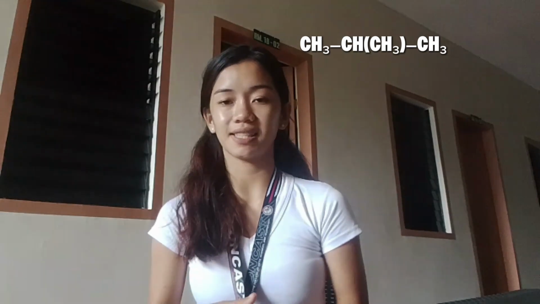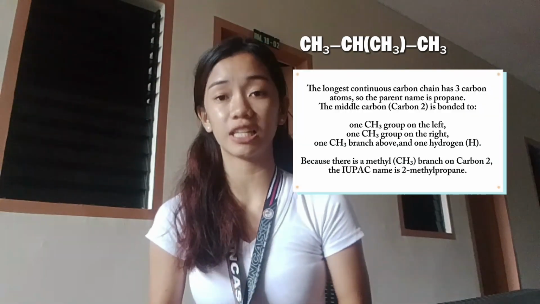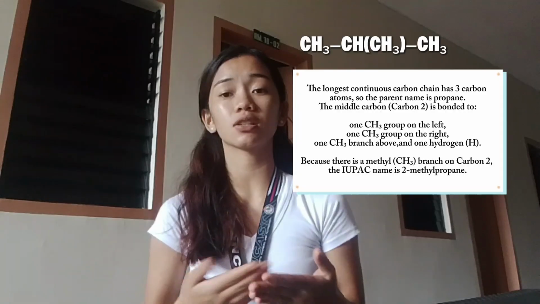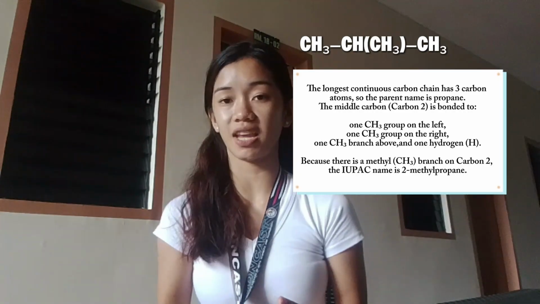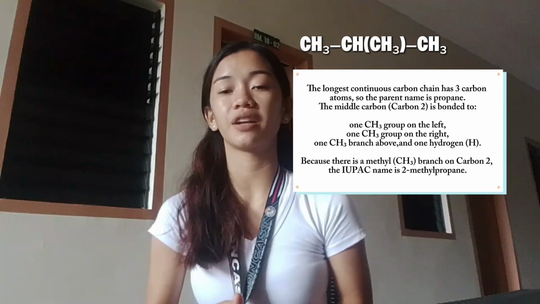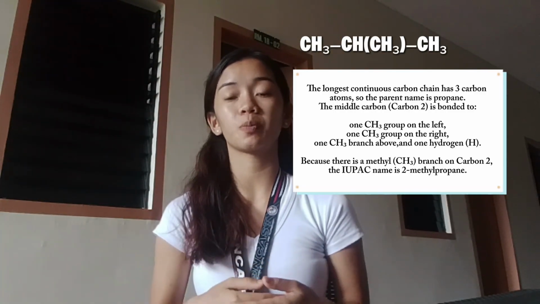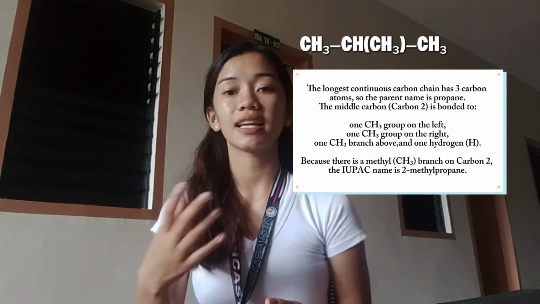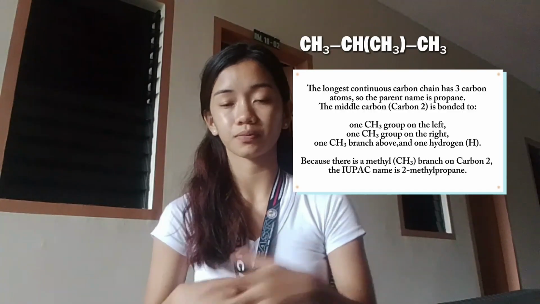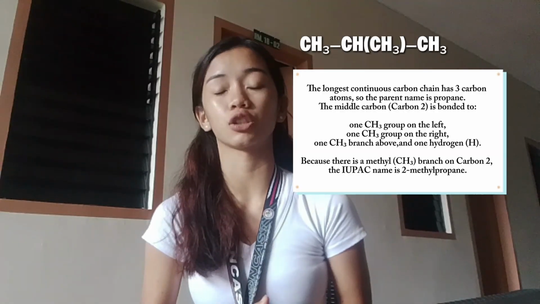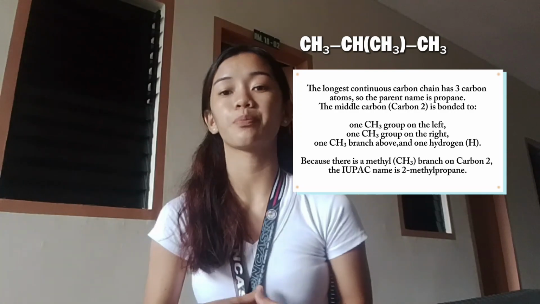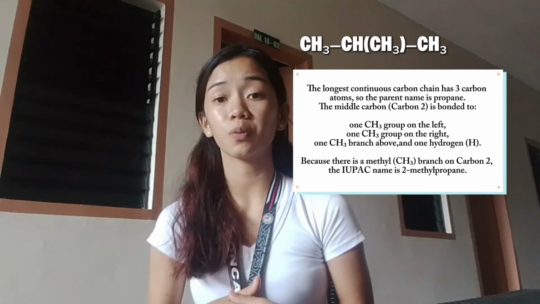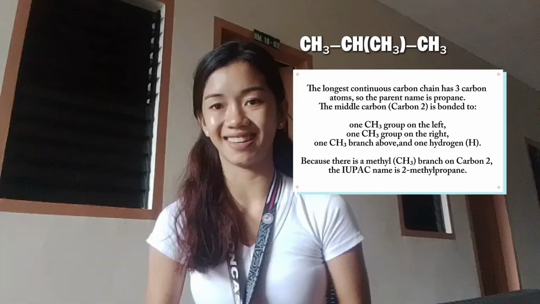Example number 1. Let's name it step by step. First, we find the longest continuous carbon chain. The longest continuous carbon chain has 3 carbon atoms, so the parent chain is propane. Next, we number the chain from either end. Since the methyl group is attached to the middle carbon, it is located on carbon number 2. The substituent is a methyl group. Finally, we combine the position number, substituent name, and parent chain. So the correct IUPAC name is 2-methylpropane.